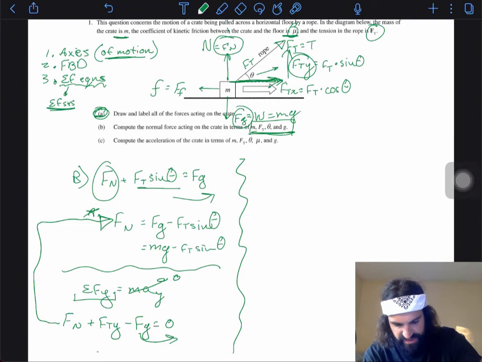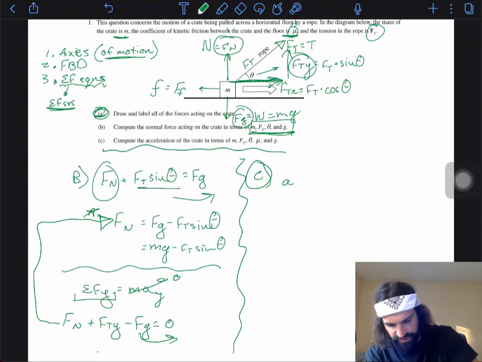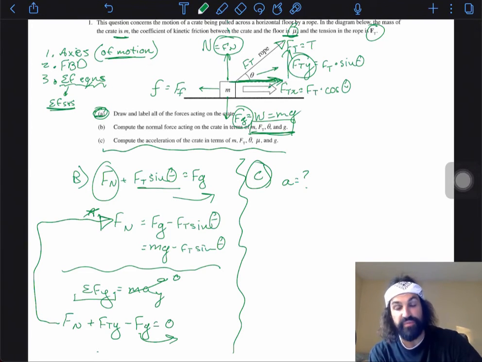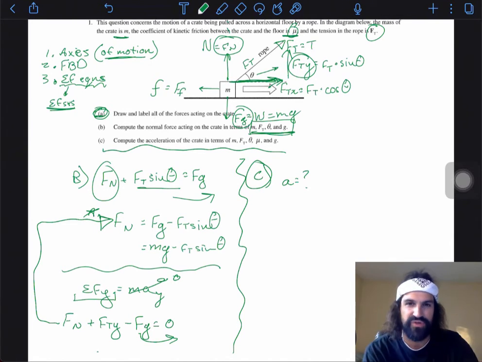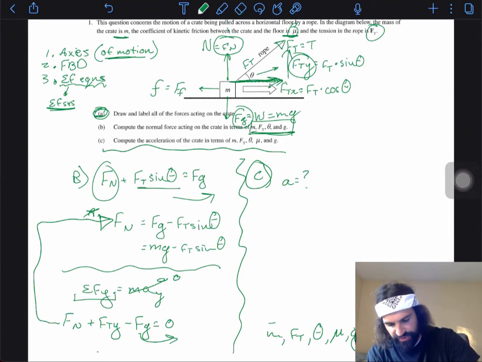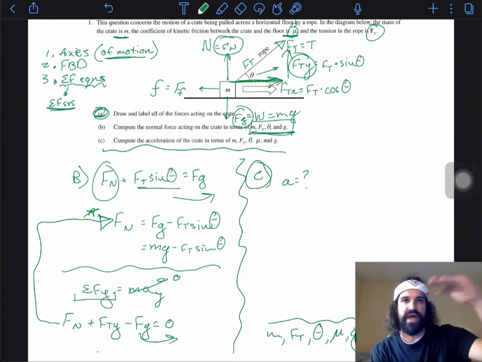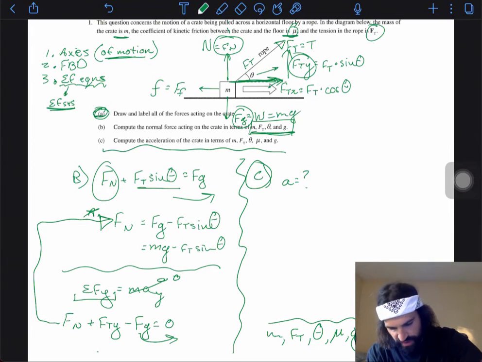So following that same process, let's look at C. Compute the acceleration. So acceleration equals question mark. In terms of mass, tension, theta, the coefficient of friction, and gravity. So right there, I'm going to write those variables down at the bottom. M, Ft, theta, mu, and g. Because I want a reminder, my final answer needs to be in those terms. Again, following your steps: axes, free body diagram, net force equation. Net force equals mass times acceleration.